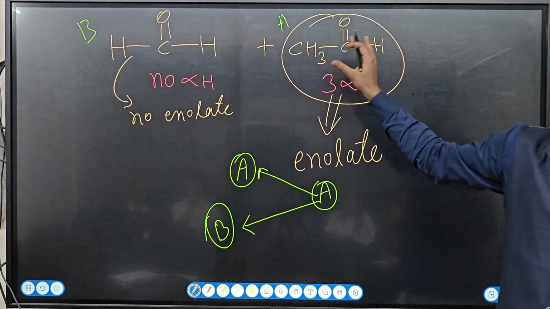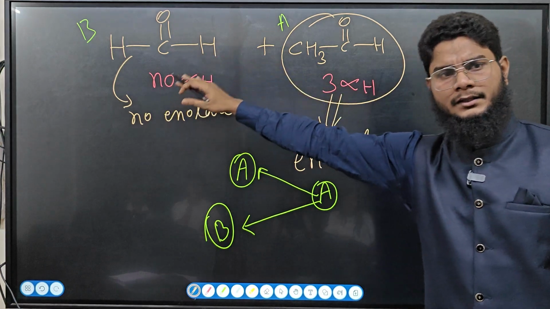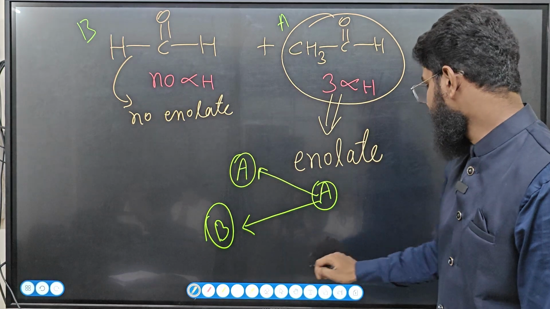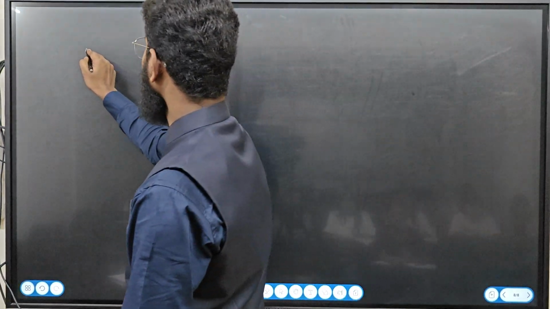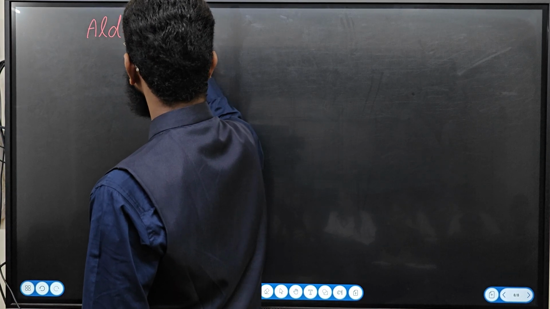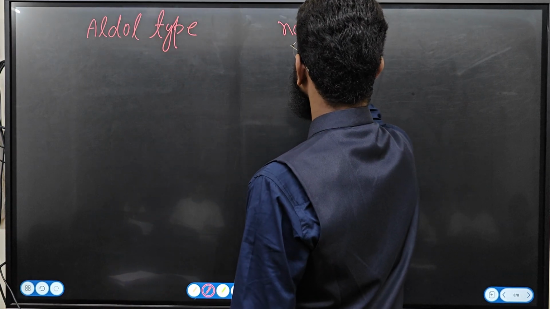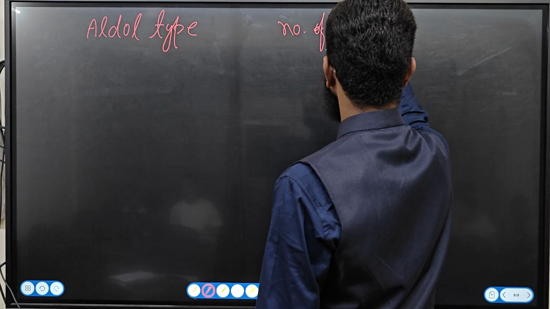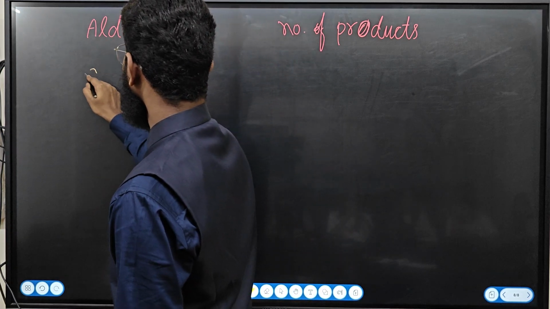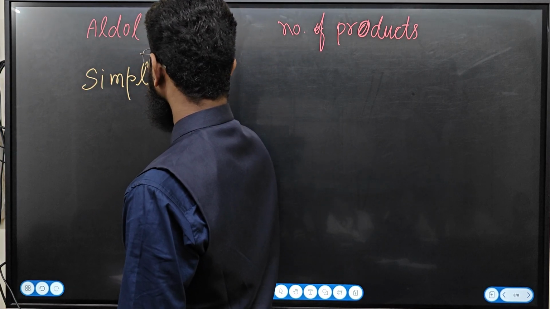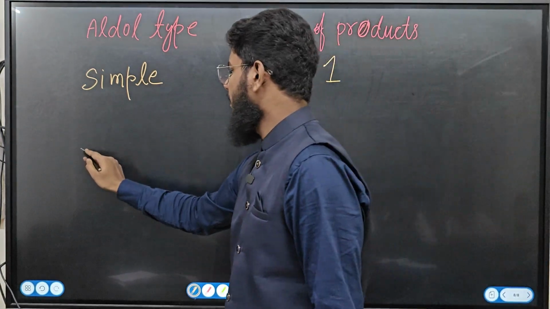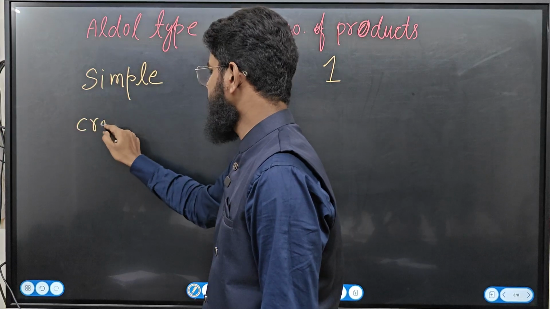Okay, so you can do the reaction. No formation of enolate on this side; enolate formation is on this side. So you do it by yourself and make a chart of the number of products. This is the aldol type, and this is the number of products. First type is simple aldol. How many products? 1.